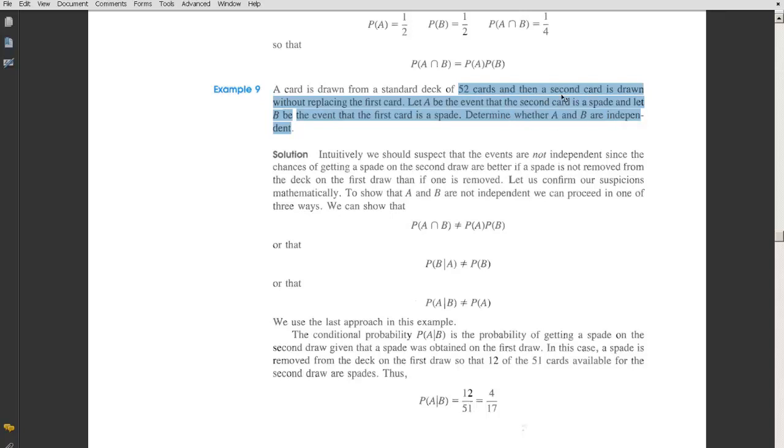So we're going to draw a second card without replacing the first card. So intuitively we should expect that the events are not independent, since the chance of getting a spade on the second card is better if a spade is not removed from the deck on the first draw than if one is removed. Let us confirm our suspicions mathematically.